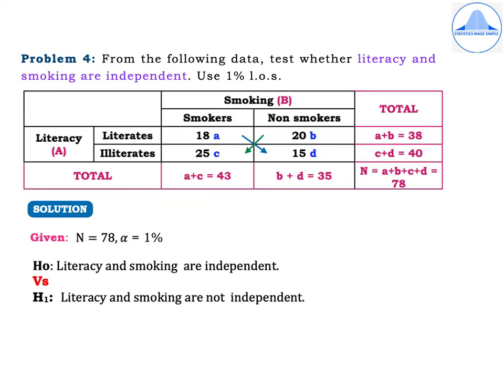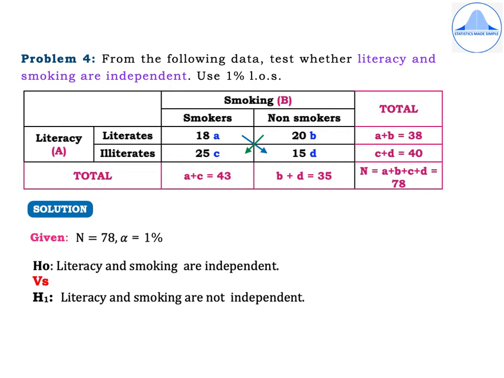Problem 4. From the following data, test whether literacy and smoking are independent. Use 1% level of significance. So the table is already given to us. We have to only mark the attributes and the cell frequencies, then draw the cross arrows and find out the total column and the total row. So in the table, we have literacy, which is divided into two classes, literates and illiterates. And then the other attribute is smoking, where we have two classes, smokers and non-smokers, and the cell frequencies are 18, 20, 25 and 15.